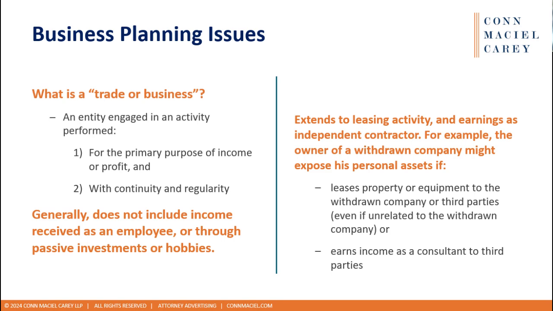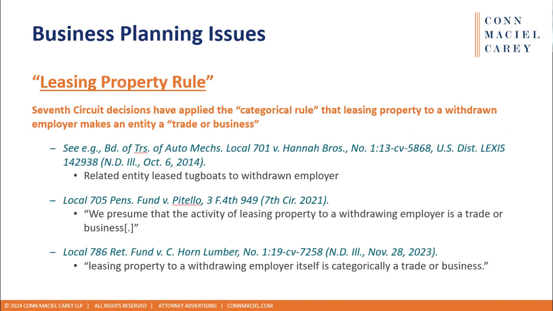In the Seventh Circuit, they refer to that as the leasing property rule. It's also been referred to as a categorical rule. And you'll see some of the cases there that I've cited, including one there at the bottom, this Seahorn Lumber Company, which was just decided a few months ago here by the Northern District of Illinois. The quote from that was, leasing property to a withdrawn employer itself is categorically a trade or business.